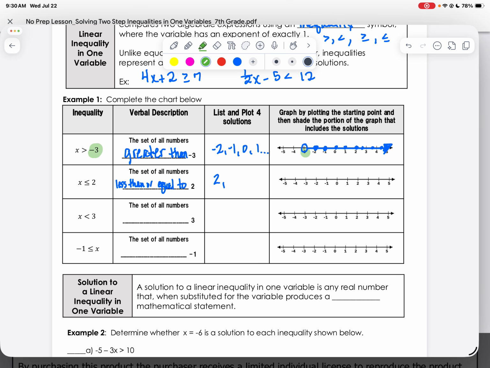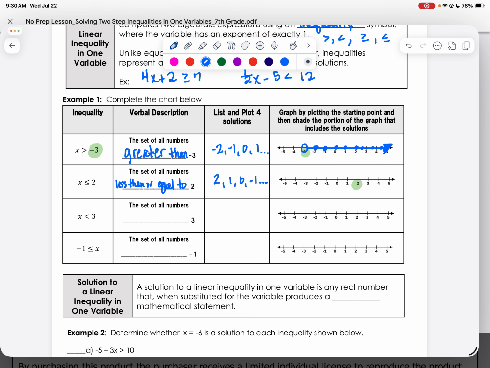So let's highlight where the 2 is. Here's 2. So I want to list any number on this number line that's less than 2. So I could list 1, 0, -1, and then on forever.